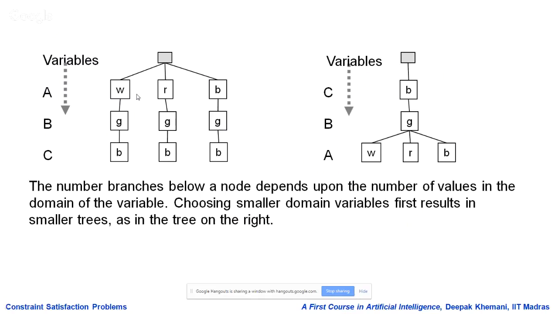If you try A first, then you will generate a search tree which has all these 9 nodes. Whereas if you were to try B and C first, which have only one value, then you will generate a smaller search tree. And you can see that the heuristic that we are using here is to choose the variable which has the smallest number of values in its domain as the next variable to process. And this is what we do when we do dynamic variable ordering in CSPs.